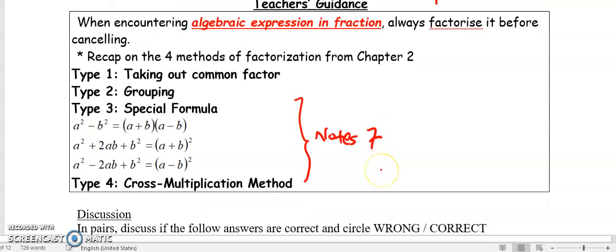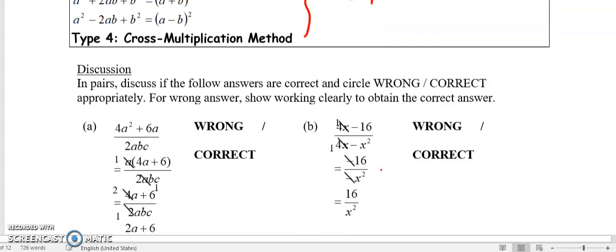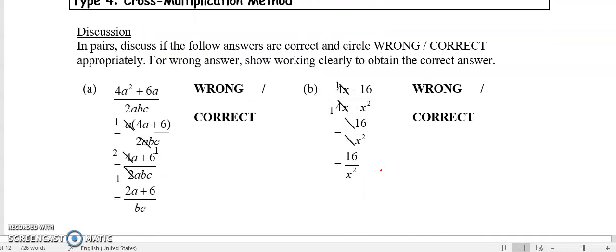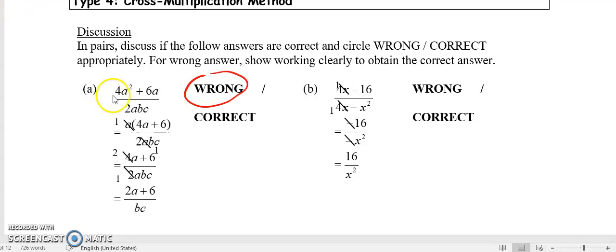Let me continue with the next example. Now, take some time to look at the questions below and the steps that are being shown, to see if they are wrong or correct. If they are wrong, you can provide the correct solution in the space provided. For example A, let's look at the working. For the numerator, between 4a squared plus 6a, we can factorize out a.